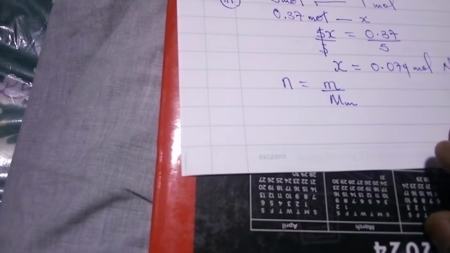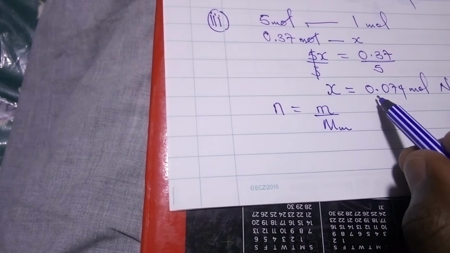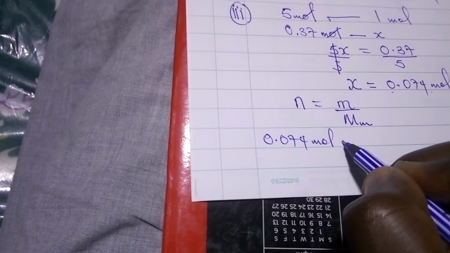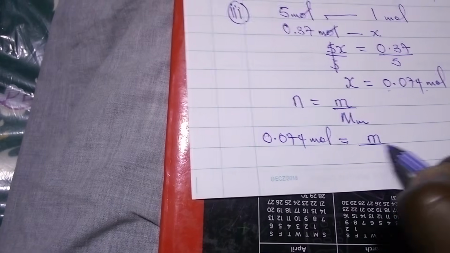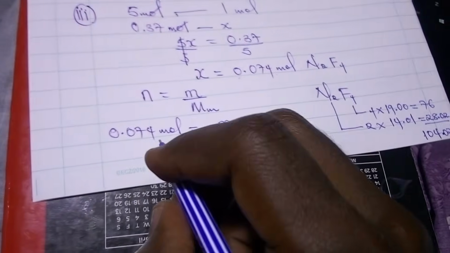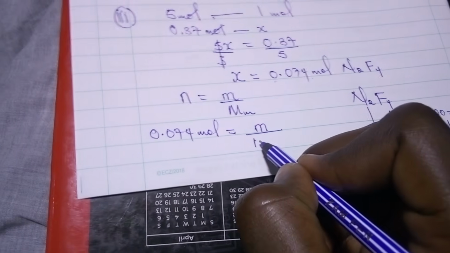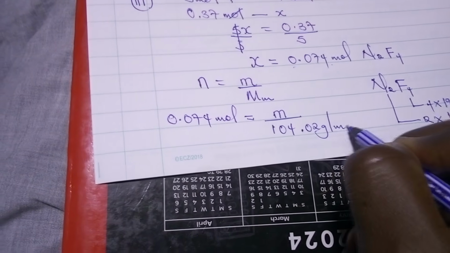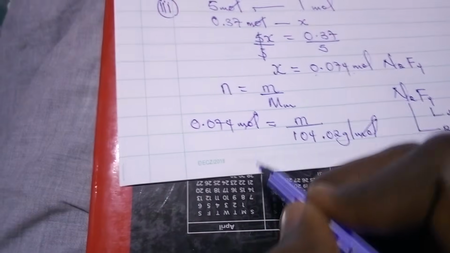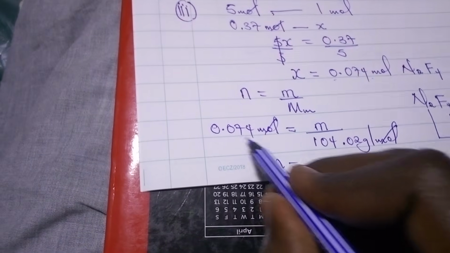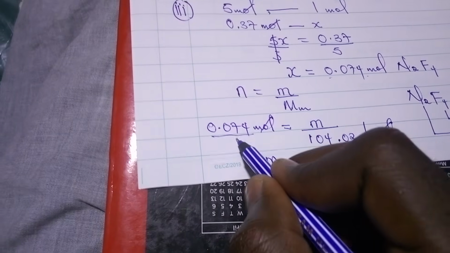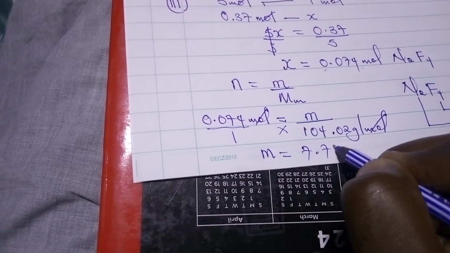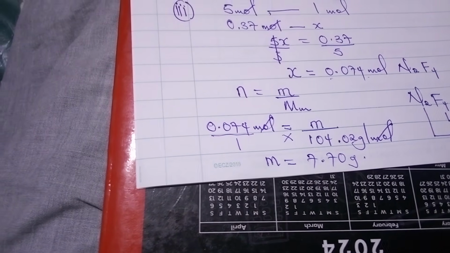Now you can calculate the mass by substituting the number of moles: 0.074 moles is equal to mass over the molar mass, which is 104.02 grams per mole. Then you cancel, so your mass, when you multiply those two numbers, over 1, cross multiplication, you are going to obtain 7.70 grams as your final answer.